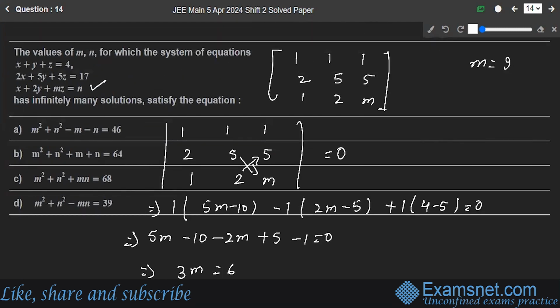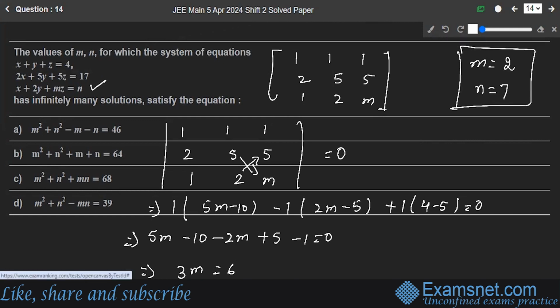M is equal to 2 and n is equal to 7. Now, let's check which equation it satisfies. So this becomes 4, first one, plus 49, minus 2 minus this. This gives me 44, not 46.